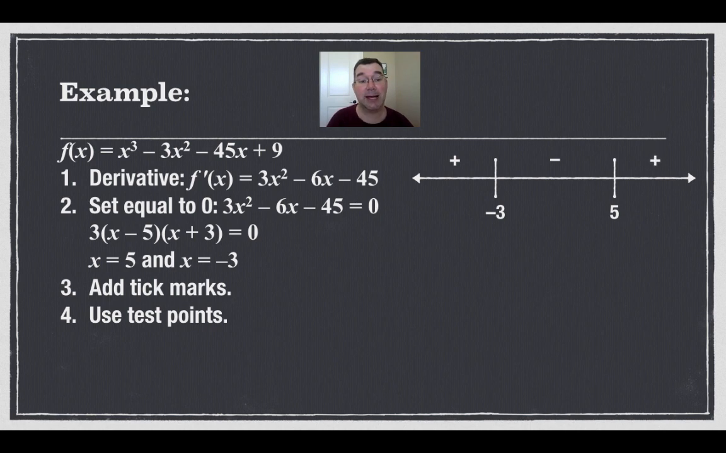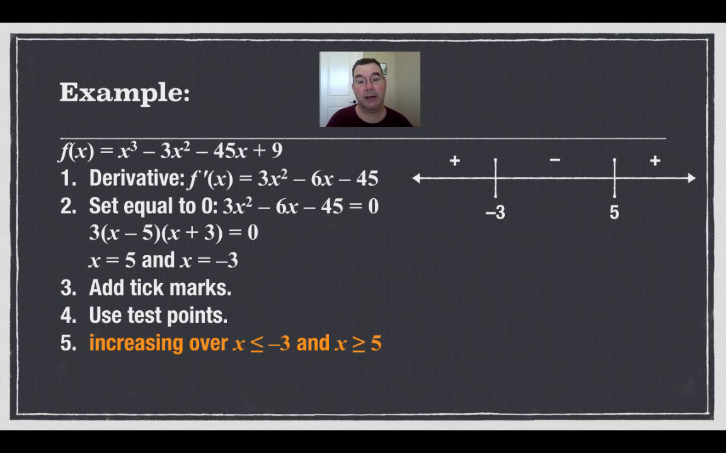Okay, and then lastly, I plug in a number that's bigger than 5. No matter what number that is, I'm going to get a positive number when I plug it into the derivative. Okay, so that means the first derivative is positive everywhere before x equals -3. It's 0 at -3. It is negative everywhere between -3 and 5. It's 0 again at 5, and then it becomes positive after x equals 5.